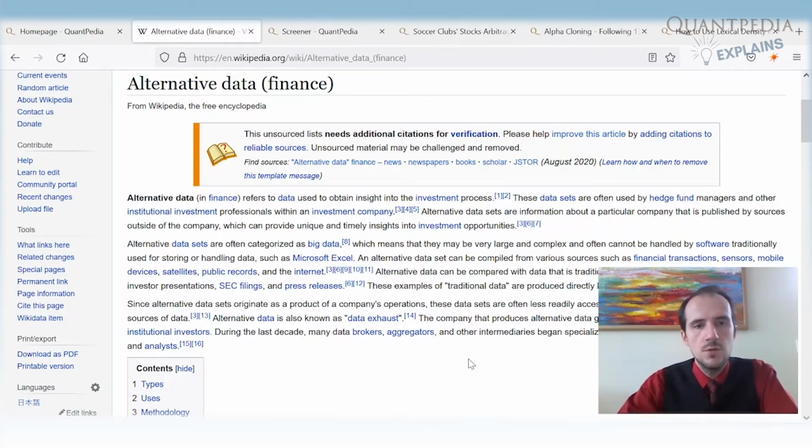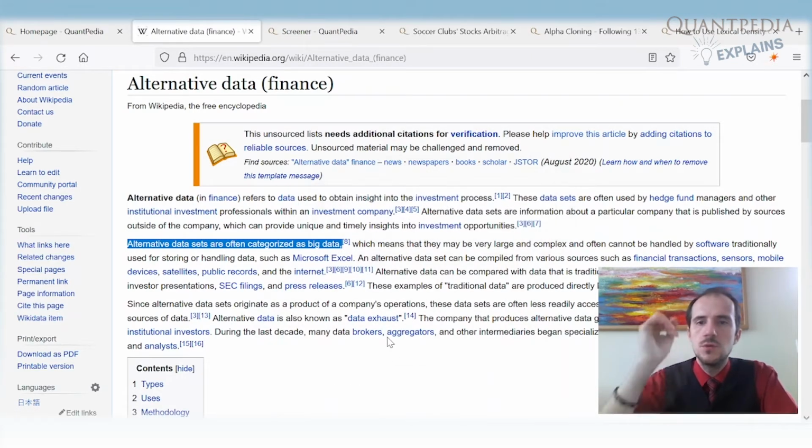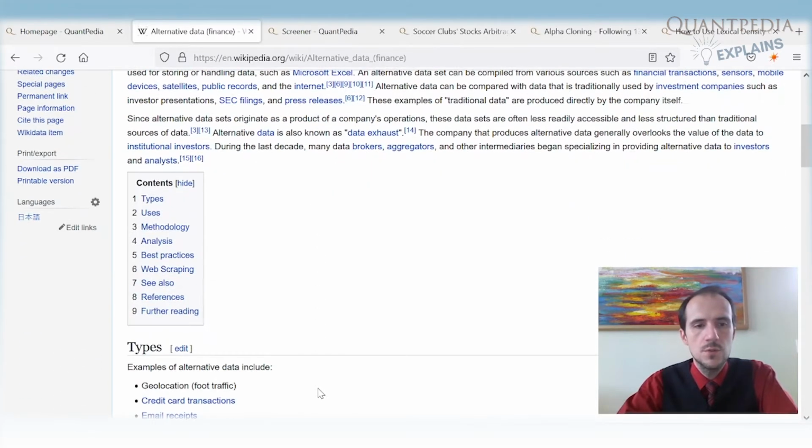Alternative data sets are often categorized as big data. It means they are large, complex, and usually handled by software. It's usually a large database. Alternative data sets can be compiled from various sources. It can be financial transactions, mobile devices, satellites, public records, and scraping of the internet.